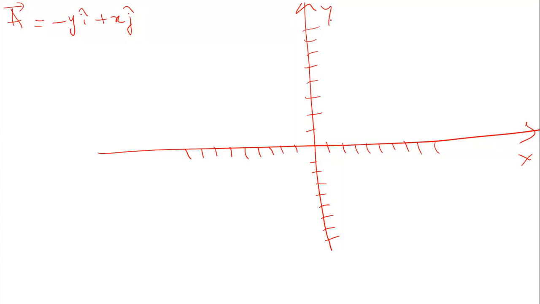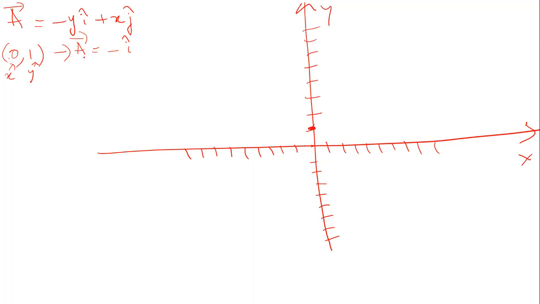Now what is the vector at, let's say, (0, 1)? At (0, 1), x is 0 and y is 1, so the vector will be minus i. X value is 0, y value is 1, so this is the point. At the (0, 1) point, what is the vector?